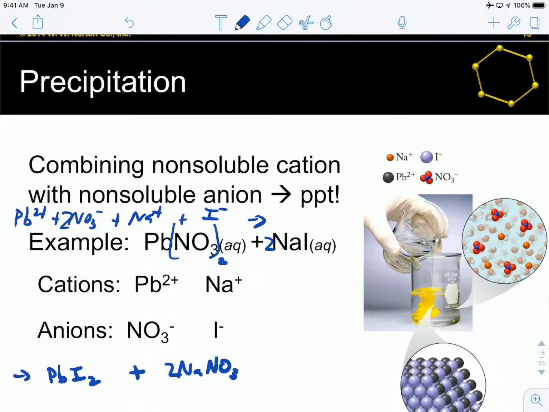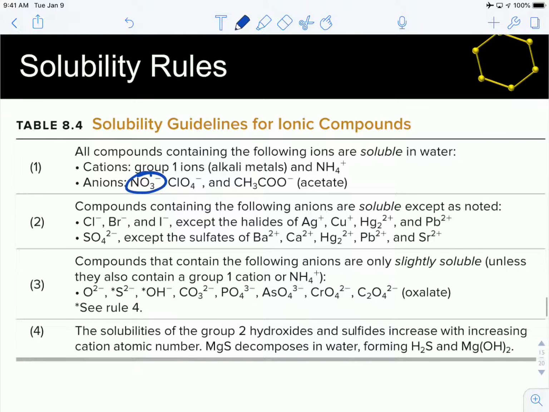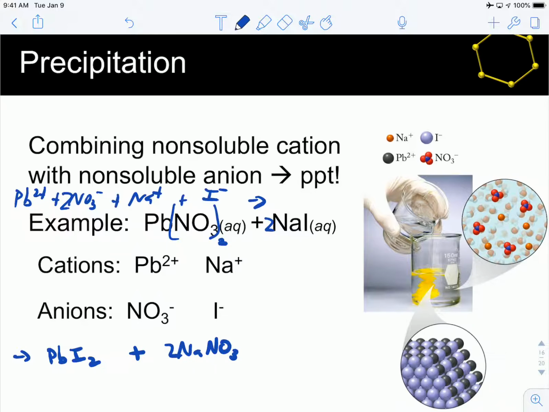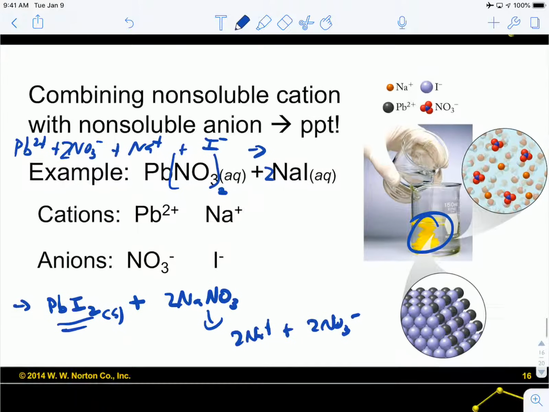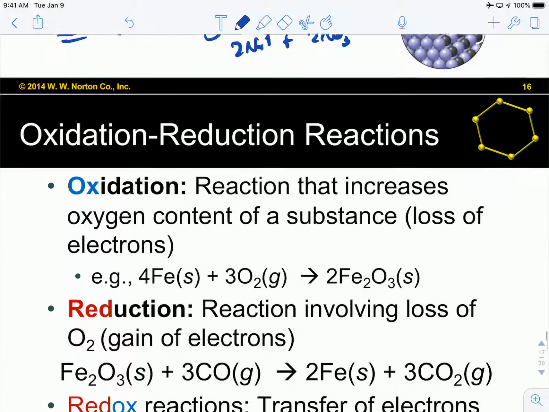But you swap partners, and then you go to this guideline here, and you say, okay, nitrates are all soluble. Oh, lead iodide, the iodides are actually insoluble. That's my precipitate. That's the yellow you're seeing here. That's going to be written as a solid. This ultimately will be written as ions in aqueous. I wrote this final one here as molecular, so this would be 2 sodium ions plus 2 nitrate ions, and you can see those will cancel out. And your net ionic equation ultimately will be lead 2 plus plus 2 I negative gives you PbI2 solid. That will be your net ionic equation. So you've got to know your solubility guidelines.